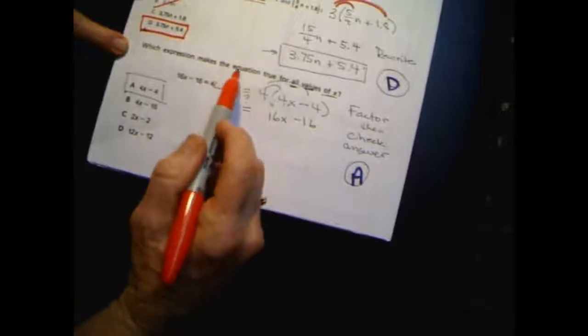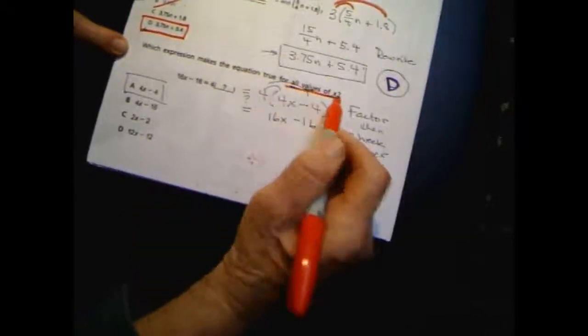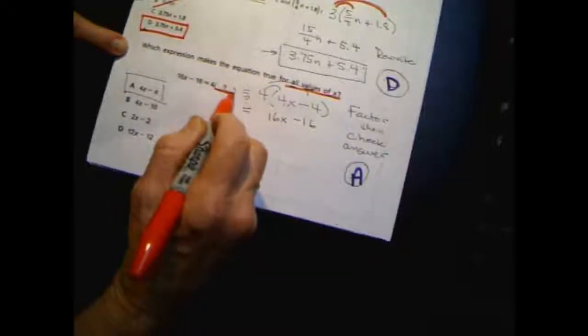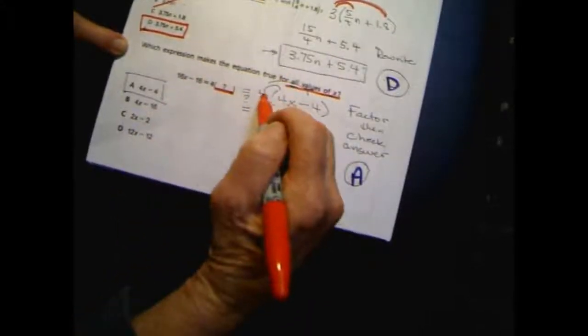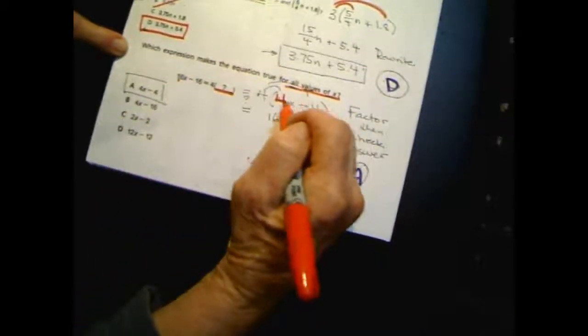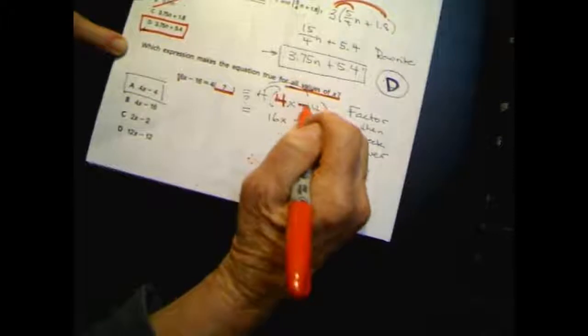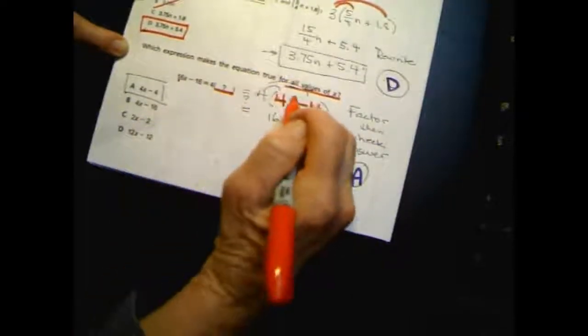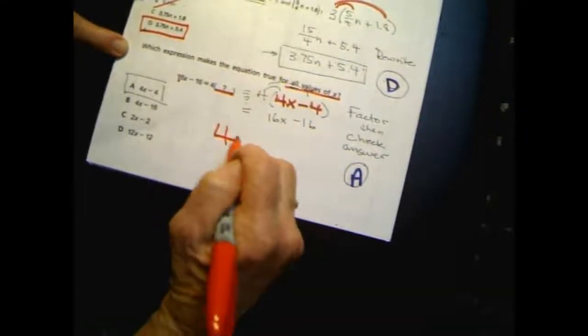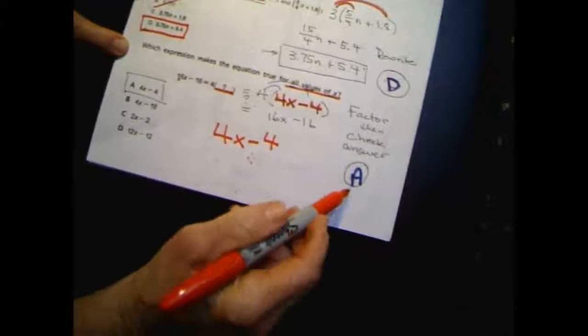Which expression makes this equation true for all values of x? You can kind of do this as a guess and check, but just think, well, this is 16x minus 4. 4 times what number in this missing spot would give me 16x minus 4? Well, if I multiply 4 by 4, I get 16. And if I multiply 4 by negative 4, I get negative 16. Don't forget that x. So the correct answer then is 4x minus 4. Answer choice A.